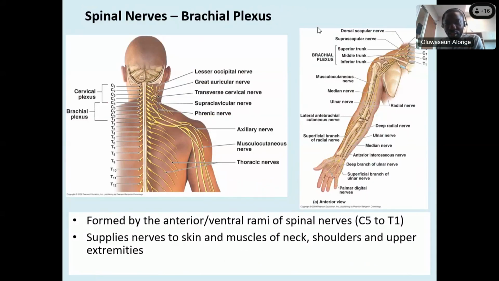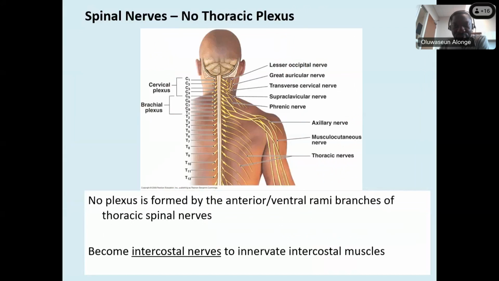Now, here is the brachial plexus. Brachial plexus is formed from anterior ramus of C5, C6, C7, C8, T1. Those are the anterior rami that form the brachial plexus. The brachial plexus serves the skin and muscles of the neck, shoulder, and the upper extremities. Any damage to those areas will affect the innervation of those areas as well.